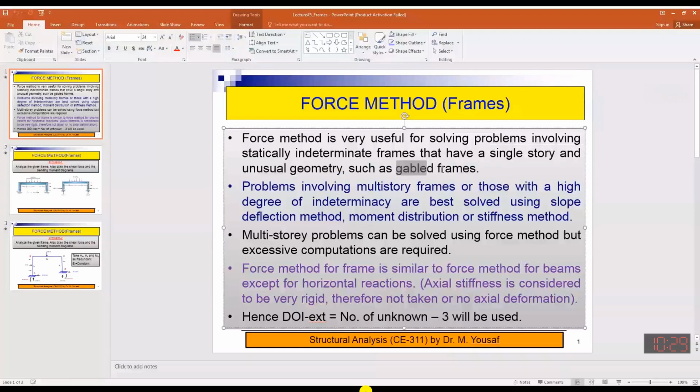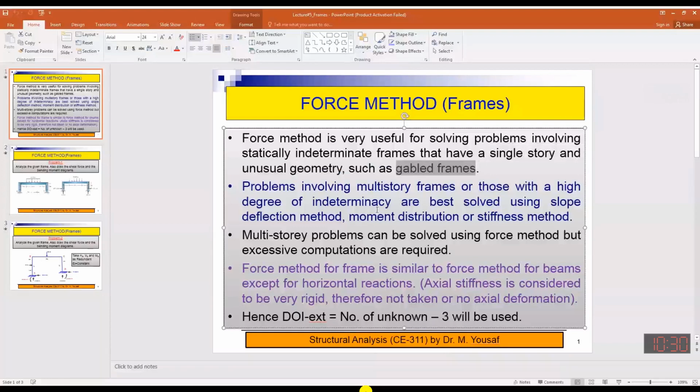Gable frame, you know it, right? There are columns and the beam that may be tapered or that may be a straight line. This is known as gable frame, simple geometry.